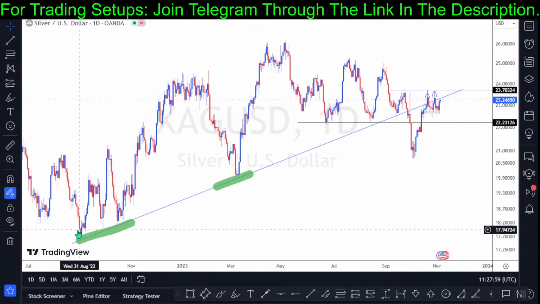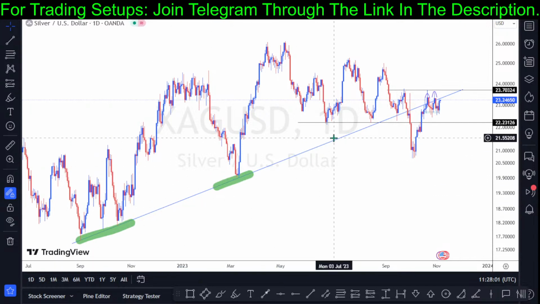So we have to be very careful right here. This is a multi-year key level trend line. So for those of you who are trading silver, this is how your chart should look. If your chart is not like this, please kindly correct your chart right now before I proceed with the analysis. This is how your chart should look, right?